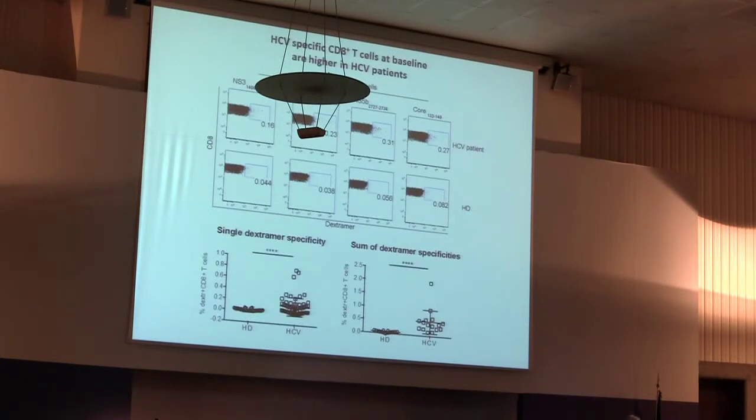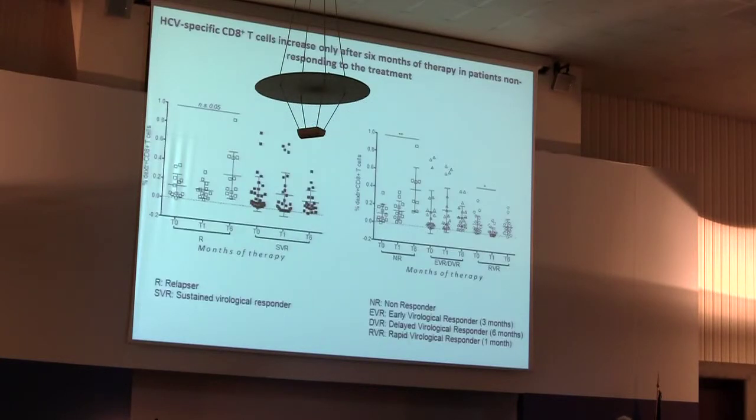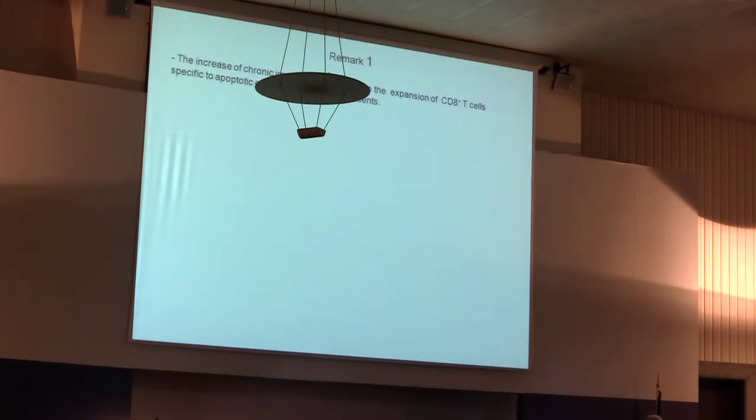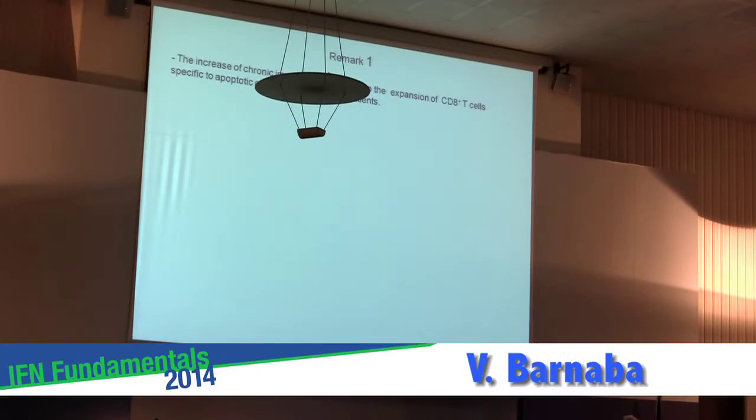In contrast, dextramers specific for the viral antigens did not display any predictive value, but they also increased after 6 months of therapy only in relapsers or non-responders as a consequence of the viral persistence. The antigen specificity of these dextramer positive cells was validated by the finding that they degranulated, as detected by CD107, in response to the relevant peptide. Altogether, these data suggest that the increase of chronic immune activation due to the expansion of CD8 positive cells specific to apoptotic epitopes predicts relapsers or non-responder patients.